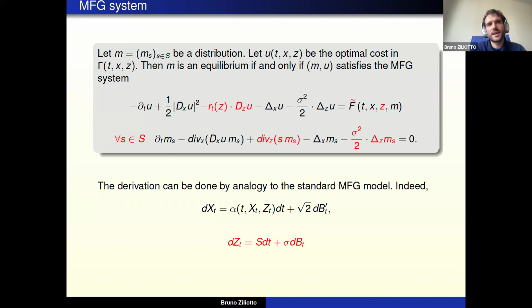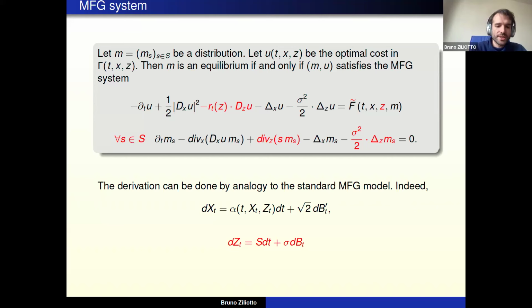As for the Fokker-Planck equation, it's a bit different because it's a collection of Fokker-Planck equations. Basically, given any S, I have some Fokker-Planck equations that depend on S. And again, the novelty is that you have a divergence term that depends on S. Again, you can view it by analogy with the equations of dX_t and dZ_t. Before, the ∂_x u in the divergence came from the control alpha. So if instead of alpha you have S, then you just put an S. And you also have the Laplacian with respect to Z.